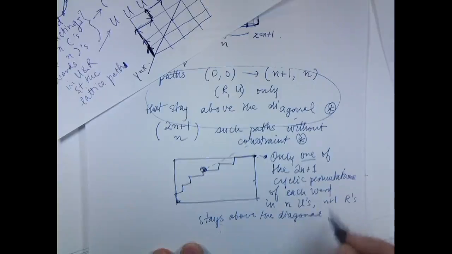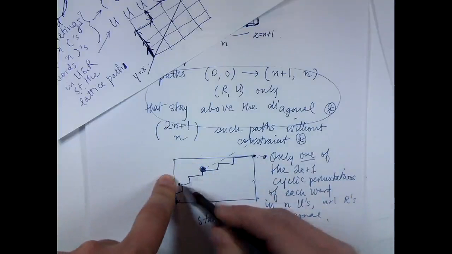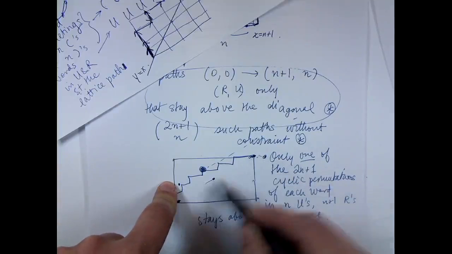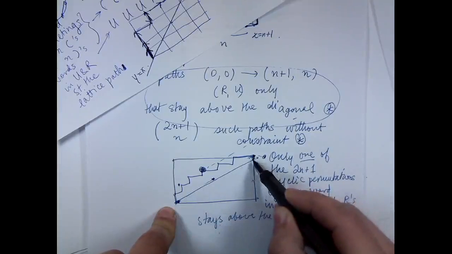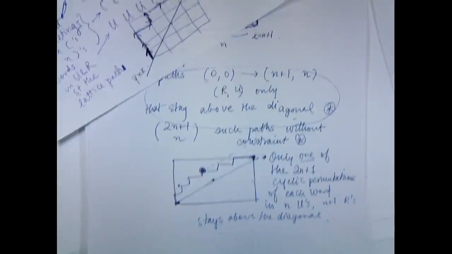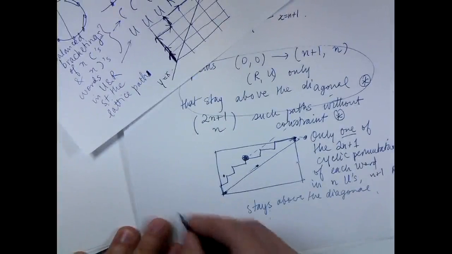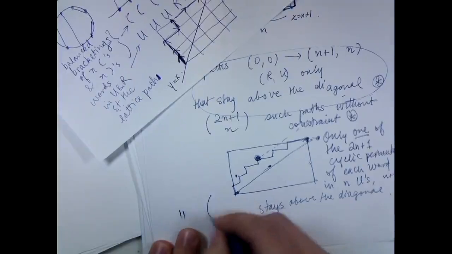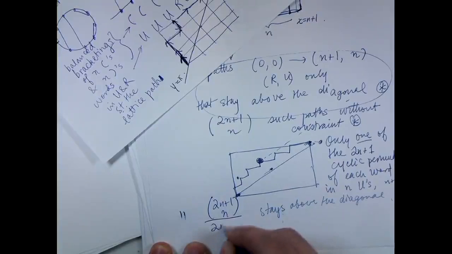Because if two did such, then you'd have to have 2 points such that it would have to lie on the diagonal. And it's a fact that no points other than the start and the end point lie on the diagonal because they're co-prime. There's no common factor to n and n plus 1. So it's a little bit of a complicated argument, which is why I describe it as extension. So the number is 2n plus 1 choose n, divided by 2n plus 1.